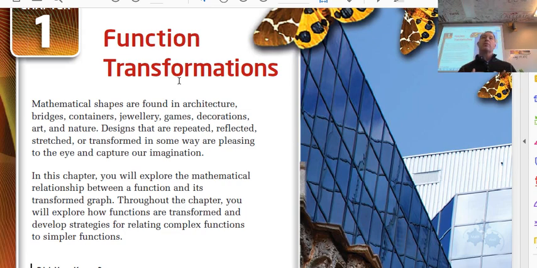And so what are the parameters for functions that we can change, kind of their position or their orientation, how they look and how they're stretched? So that's what this is all about.